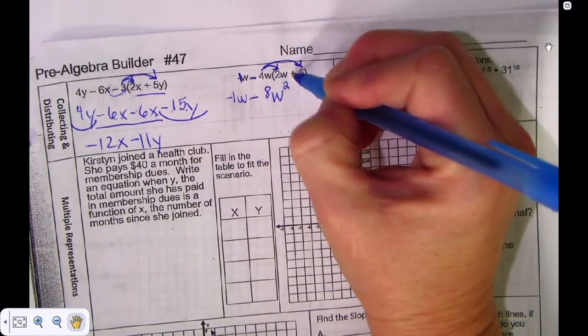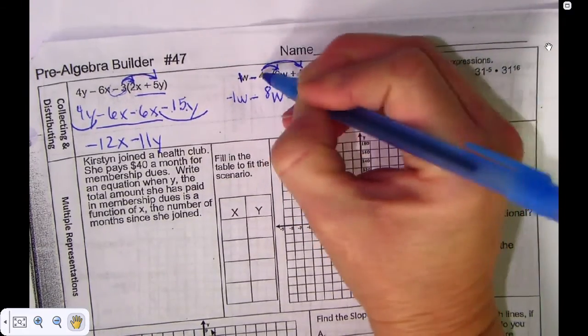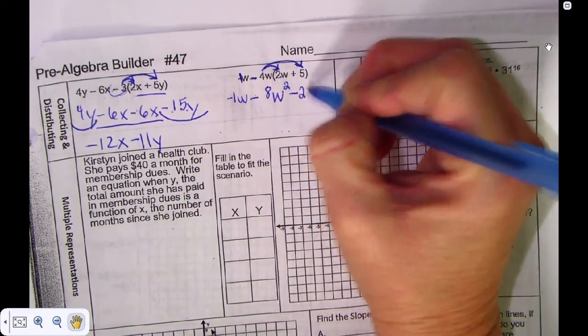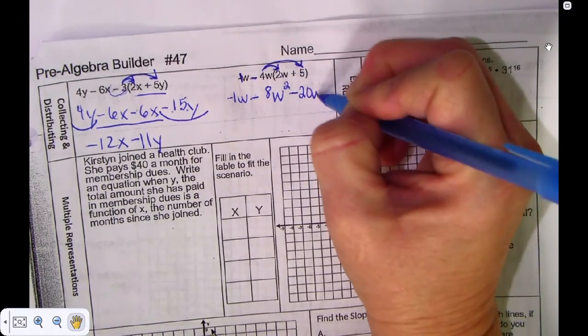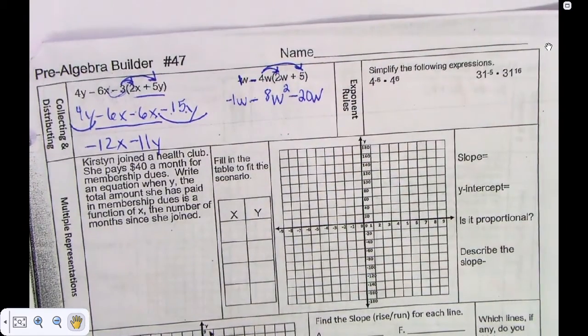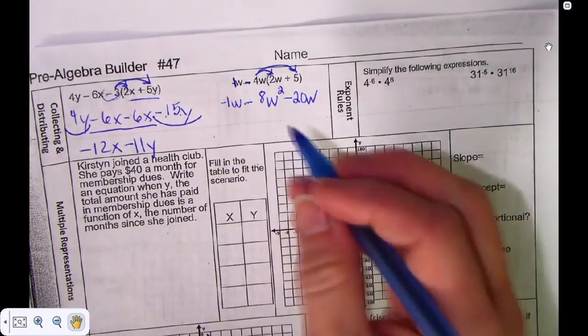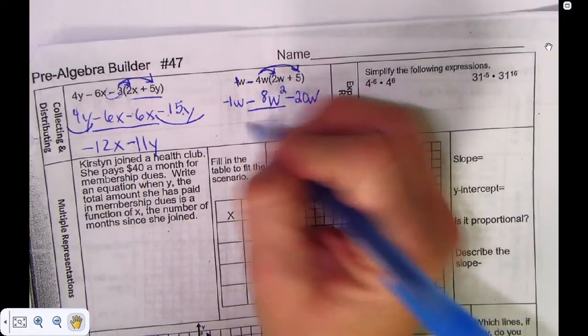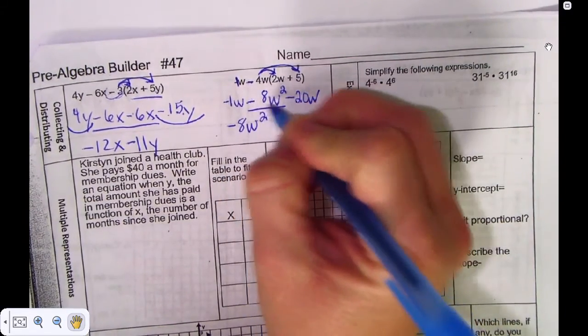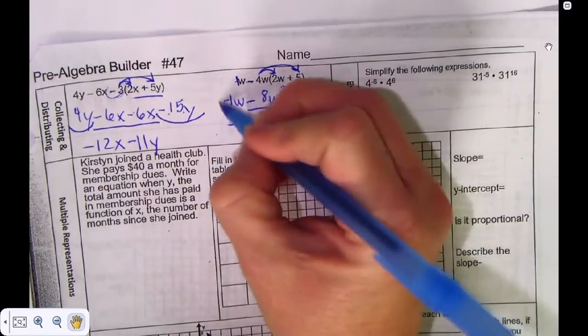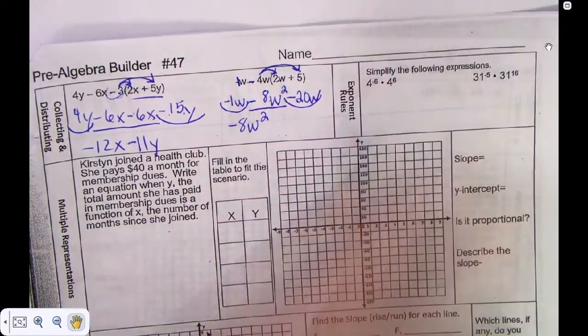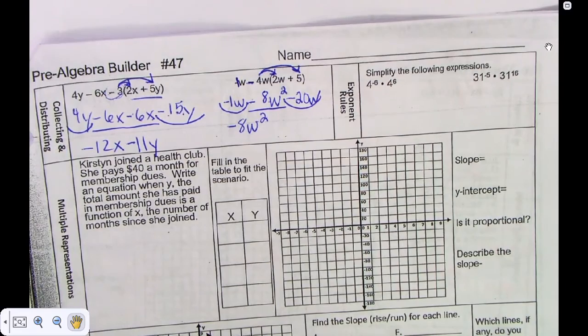What's negative times positive? Negative. 4 times 5. 20W. Right? Everybody see how we got negative 20W? Okay. Now, I'm going to put negative 8W squared first. That's only one of those. And then I've got to do negative 1 minus 20.